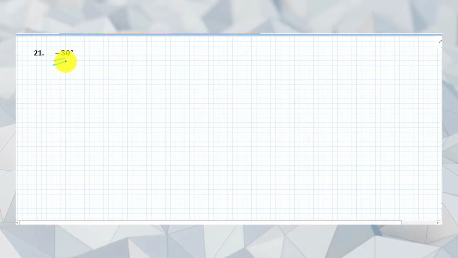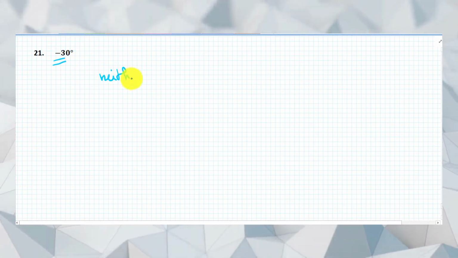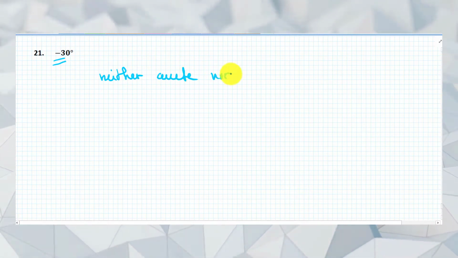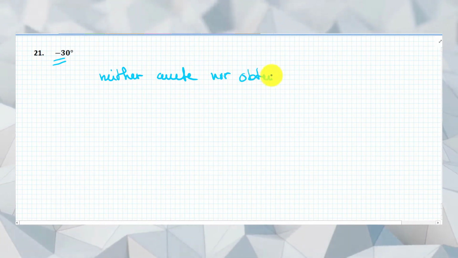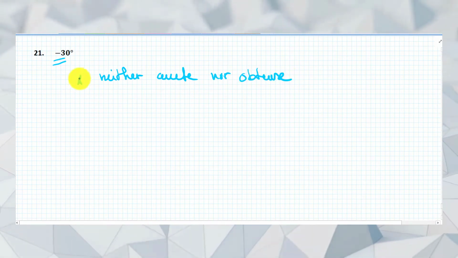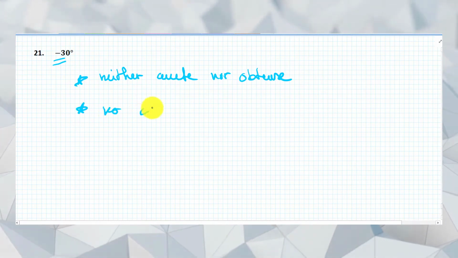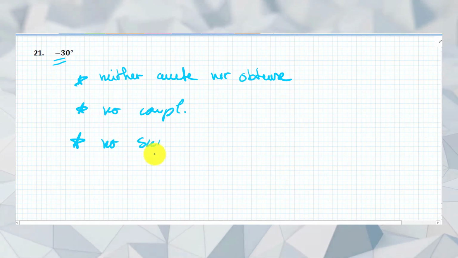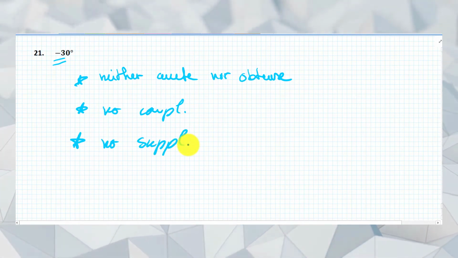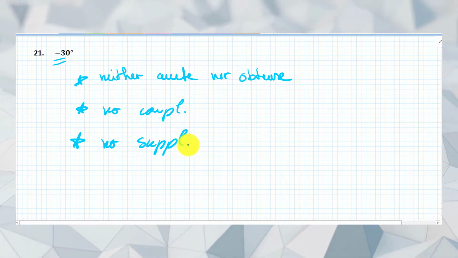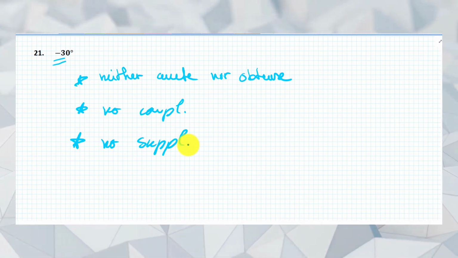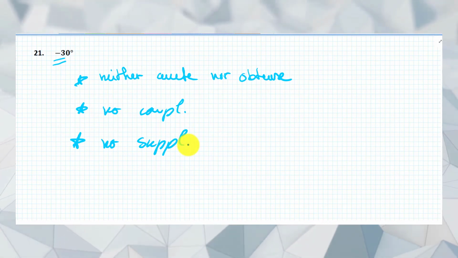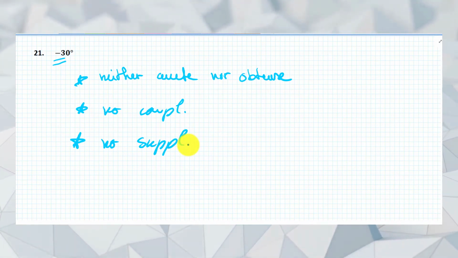Last one, number 21. This is a negative angle. So it is neither acute nor obtuse because a negative angle cannot be acute or obtuse. It doesn't have a complementary angle because it is not positive, and it doesn't have a supplementary angle because it is not positive. There is a way to generalize complementary and supplementary angles by dropping the positive requirement, and actually this would make sense in trigonometry, but I am not going to do it in this course.